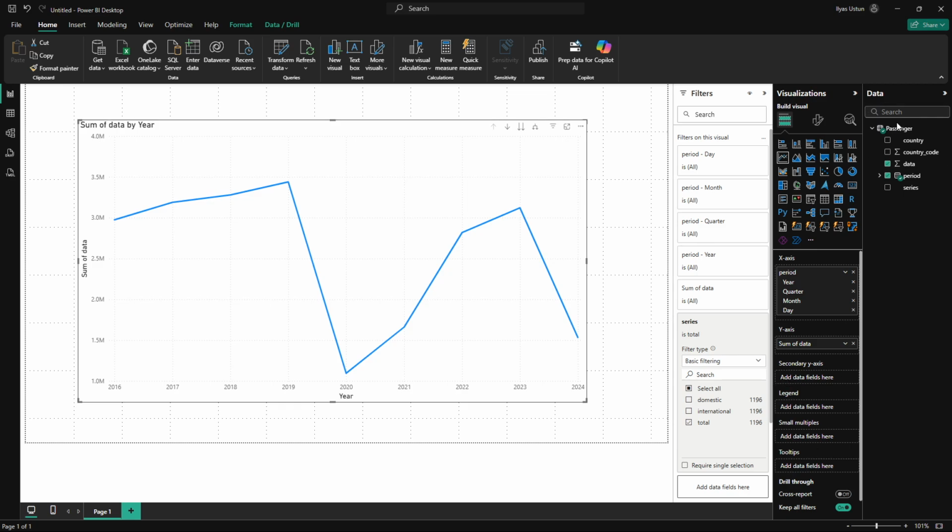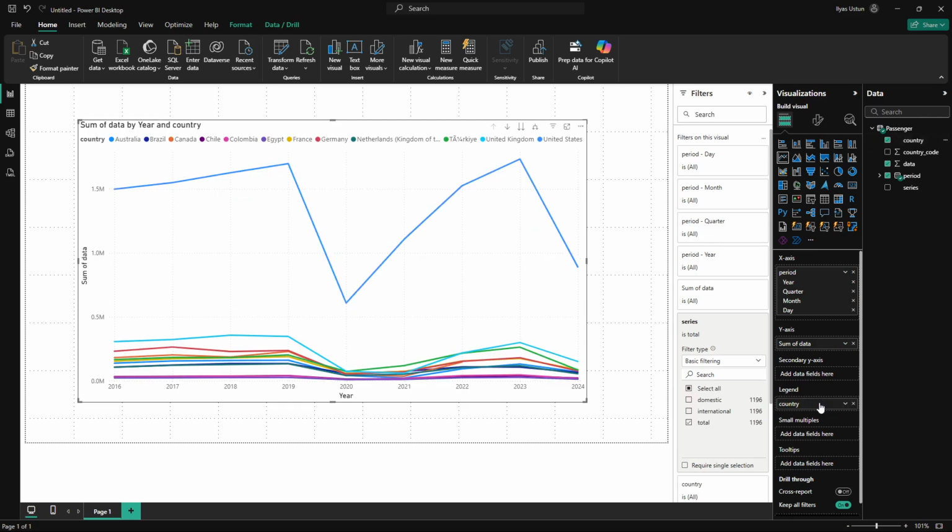Now, for example, this country, I can put it into legend. And now each color represents a different country. The thing is, there's too many different categories here, a lot of countries, and that's why it doesn't look good anymore. The upper line, I assume, is the United States, which by far is the largest number, so it's dominating, and everyone else is pushed down here.